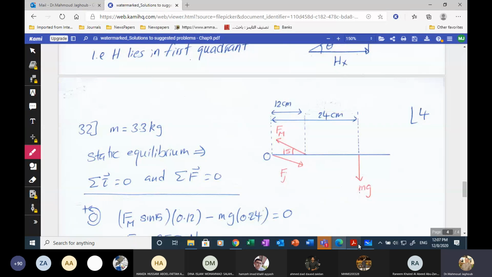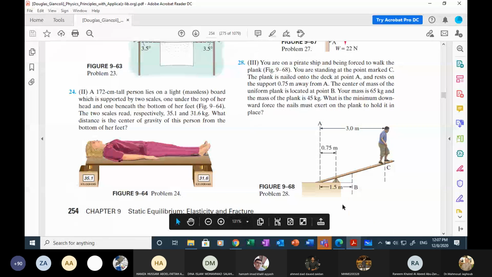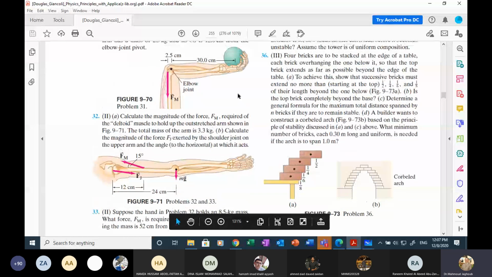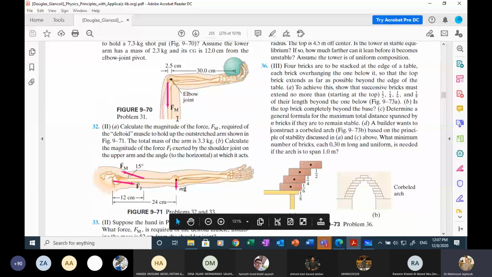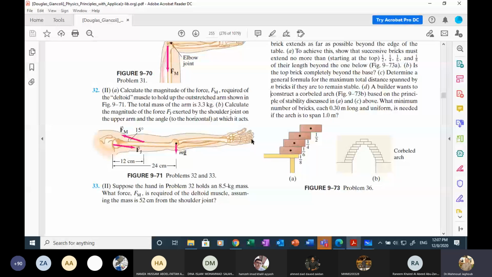Now we come to the last question, which is about an outstretched arm. You see, the book has many questions on how you move your forearm, how you move your full arm. In the lectures, we did the motion of the forearm, and the rotation point was about the elbow. Now he's talking about the full arm. When you stretch your full arm and move it upwards, the muscle that exerts the force is the deltoid muscle, this muscle here. While the muscle that moves your forearm only is the biceps muscle.